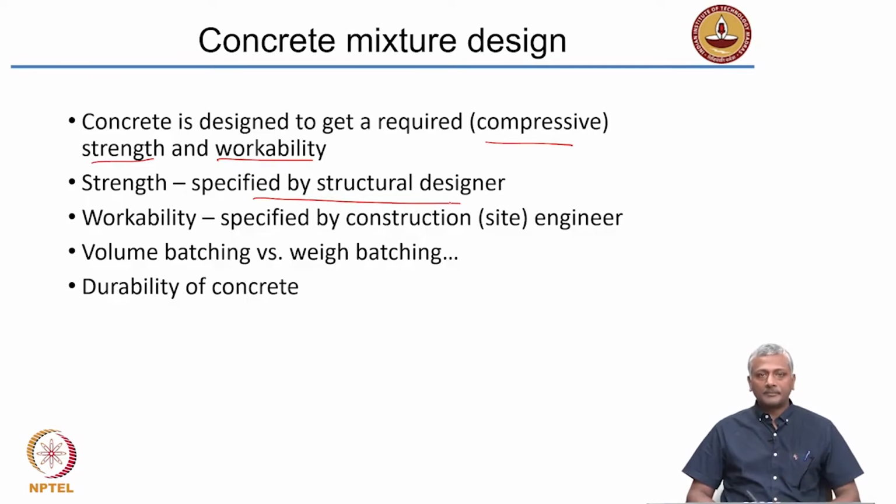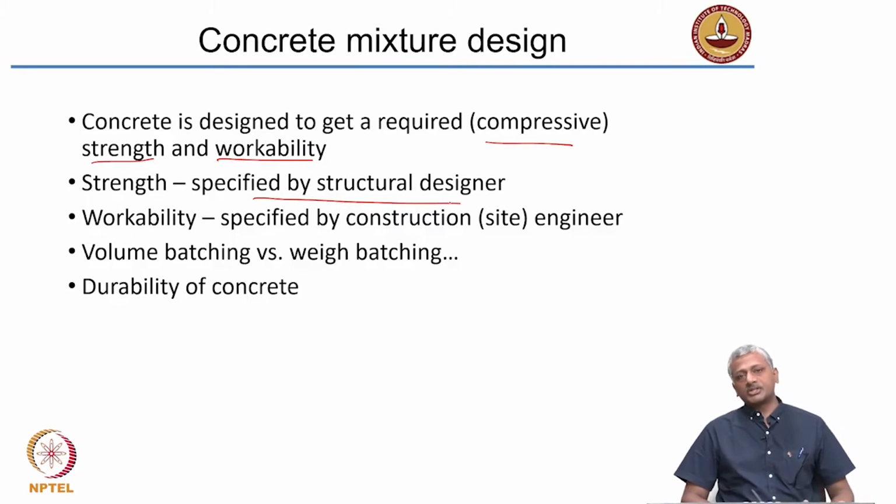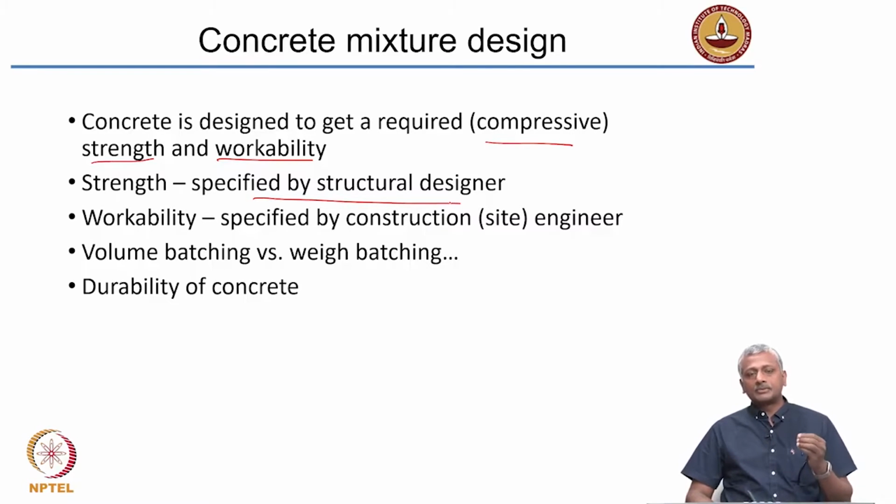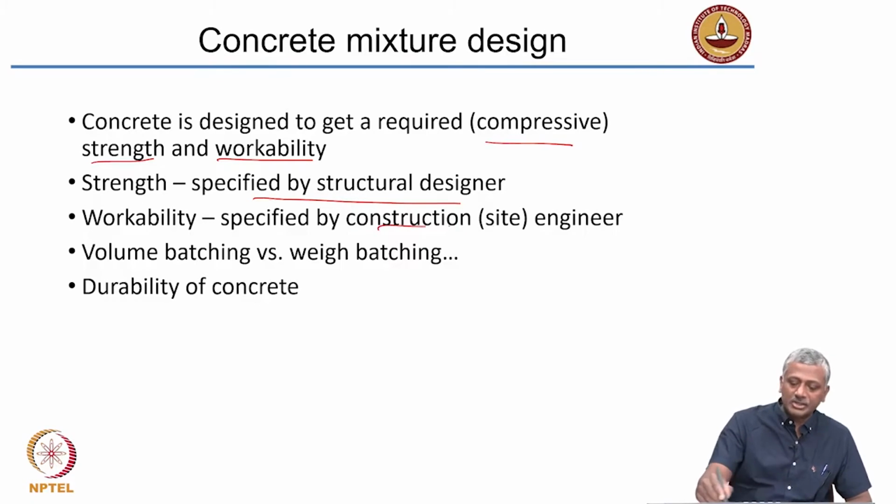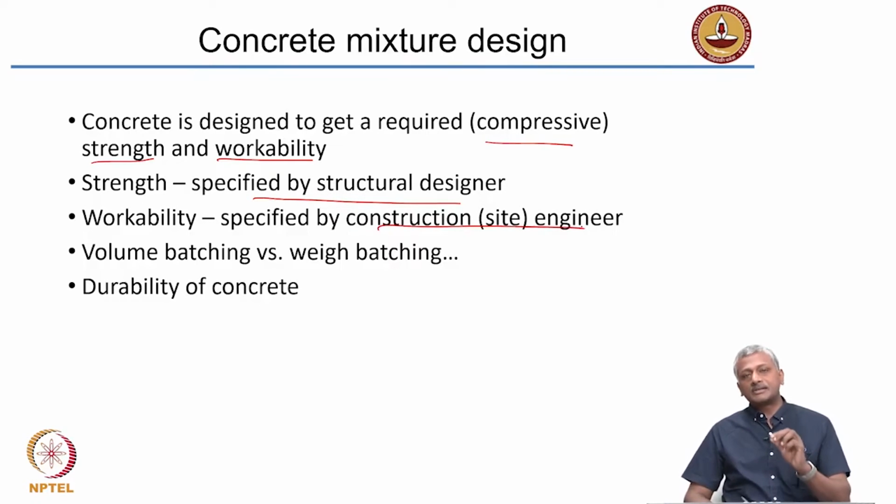What about workability? It will be specified by the construction engineer. Why? Because the construction engineer knows at the job site what the conditions are, how concrete needs to be placed and compacted and finished, and for that operation what level of workability is desired. So the construction or site engineer specifies the workability that is needed for the concrete mixture.